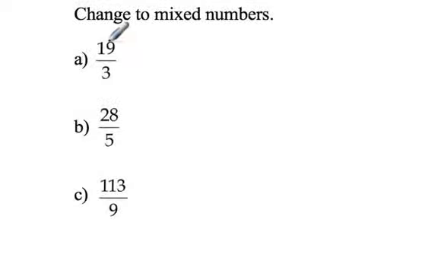Here we have to change an improper fraction to a mixed number. So we're going to do the opposite from previous question. We're going to figure out how many times 3 fits into 19 fully, and that is 6, because 6 times 3 is 18. So if I take the 18 away from 19, I have 1 left. So the answer is 6 1/3.